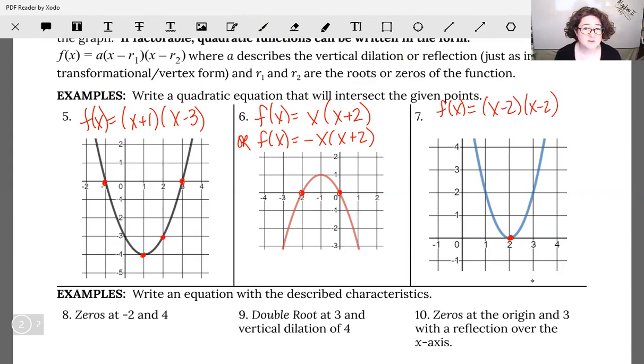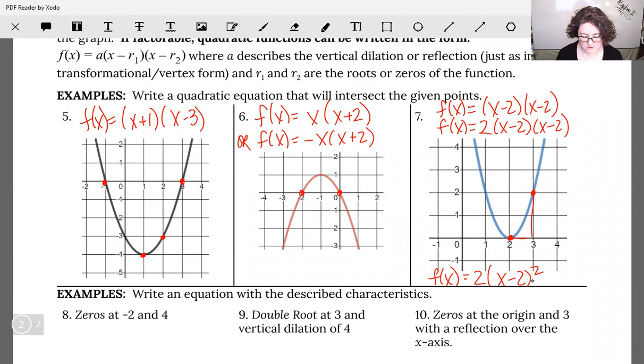Noticing anything else more specific about the graph that we could use, though? How far over and how far up do we have to go to get to the next point? So since I have to go up 2, I could get more specific and actually write out that this is 2 times x minus 2 times x minus 2. And technically, do you know another way that we could write this function that would also still be correct? What if I wrote it in vertex or transformation form? So that would be f of x equals 2 times x minus 2 squared. All three of those still go through the same exact x-intercepts or zeros.